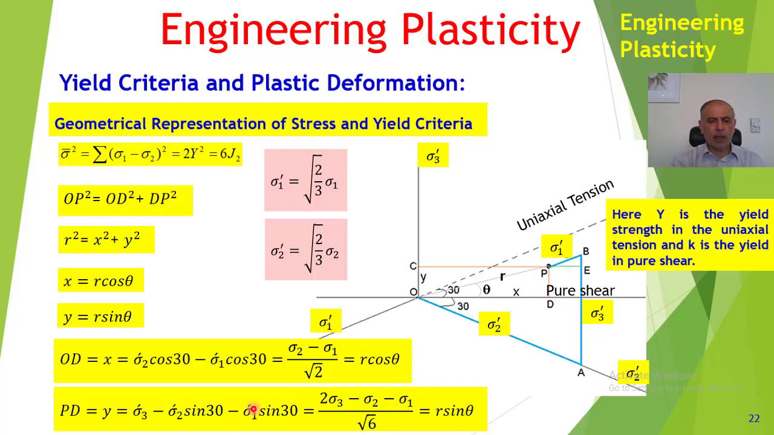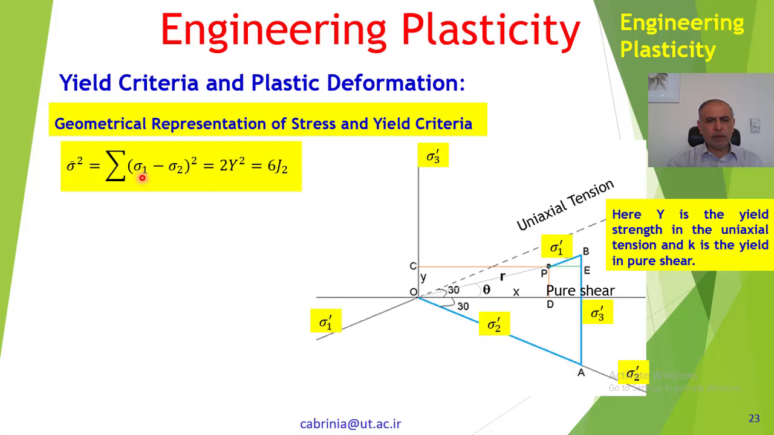Note that here we have found x and y, which are the coordinates of P. Also, we have found r cos theta, r sin theta, which are the coordinates of P. Note that theta is not 30. Theta changes from 0 to 30.